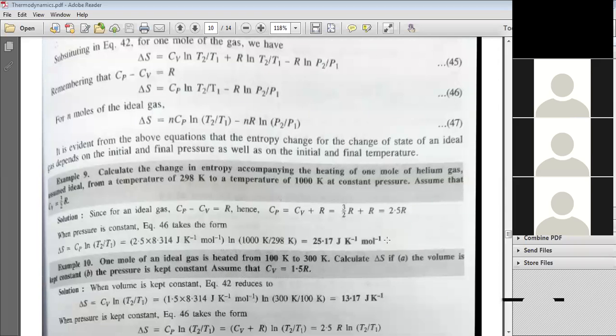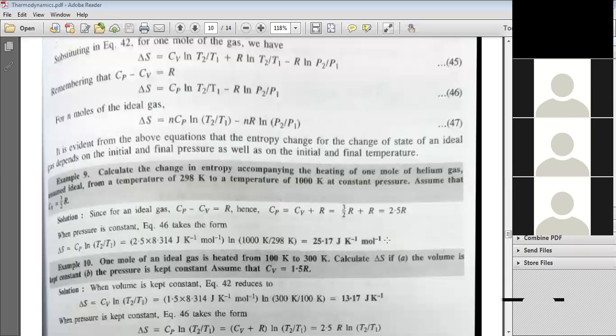What is the value of Cp? How can we calculate Cp? Cp is equal to Cv plus R, and Cv is given as 3 by 2 R, plus R, which means 2.5 R. And the value of the gas constant is 8.314 joule per Kelvin per mole, correct? This is to be multiplied with the log of the final temperature, 1000 Kelvin, divided by 298 Kelvin. When you perform these calculations, 25.17 joule per Kelvin per mole will be the entropy change.